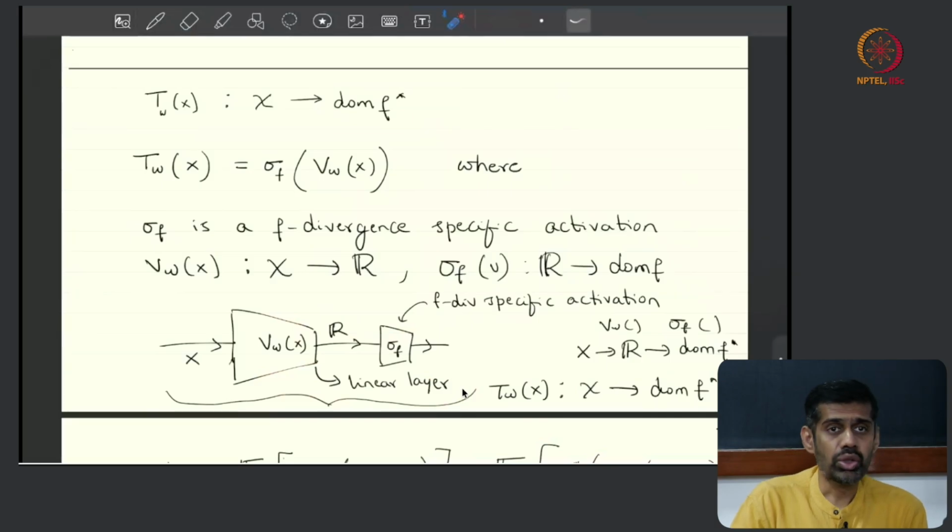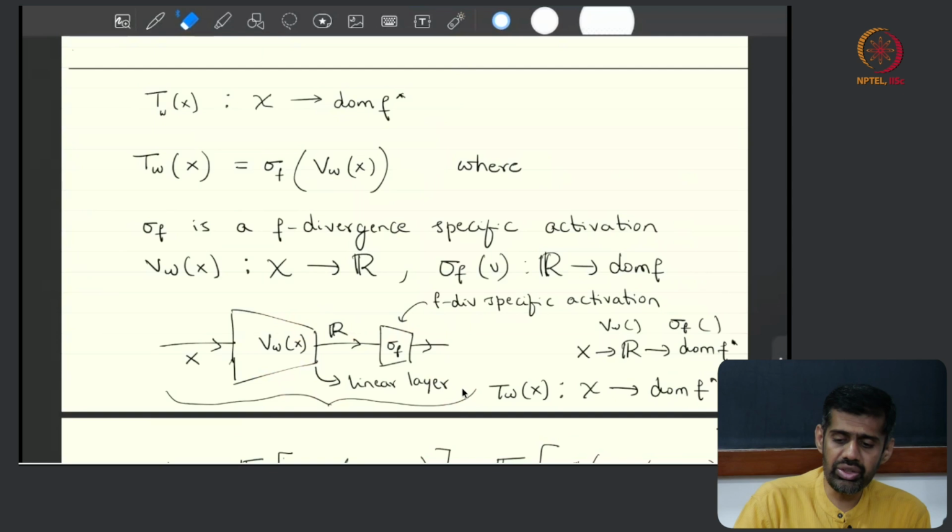Is that all right? Why is this of importance for us? Because the T function that we construct for the critique, or for constructing the lower bound, has to be constructed in such a way that it respects the constraints on the domain of f star, correct? So once we choose the f function, f star gets chosen, and because of that the domain of f star gets fixed. Now how do you implement it in practice? Typically it is implemented as follows.